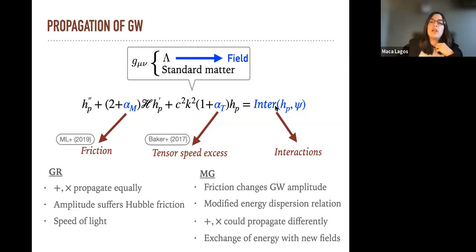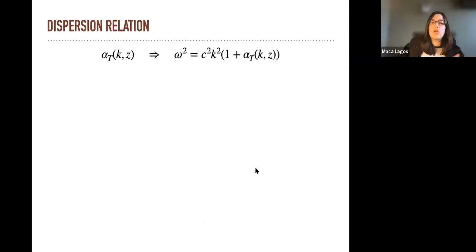And in the particular case when we have interactions, the main physical feature is that there will be an exchange of energy between gravitational waves and the additional new fields. And this is what I will be showing: what that can actually cause in a waveform of gravitational waves. So something that can typically appear when you have interactions with other fields is a modified dispersion relation, and I will show how that appears.